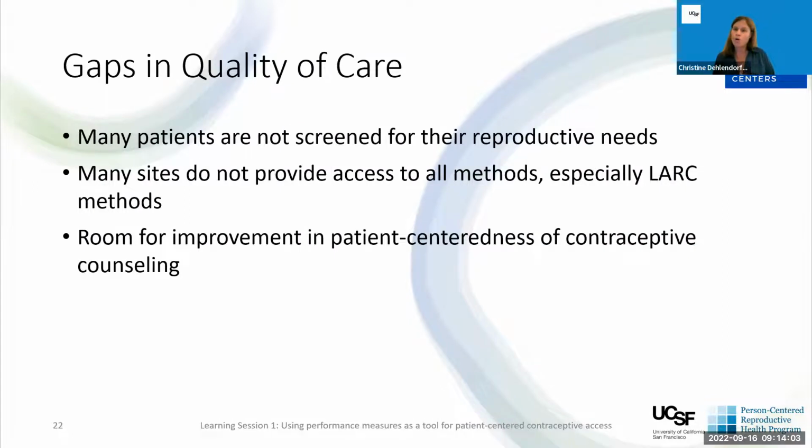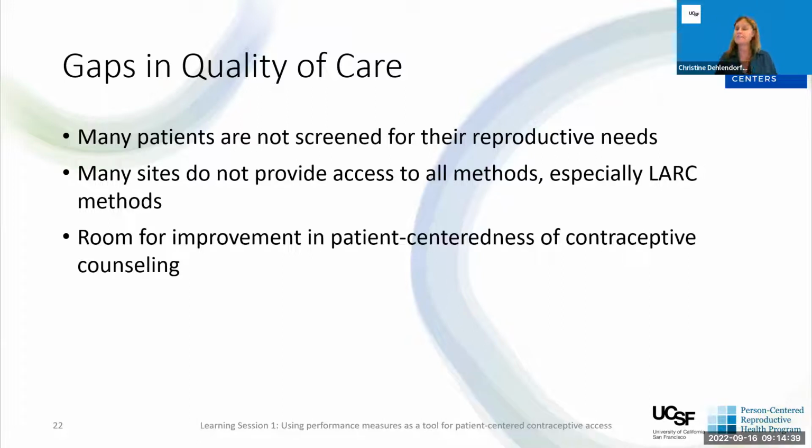So what do we know about the need for quality improvement in quality of care and contraception? We do know from the literature, from lived experience in our own health centers, from talking to people, that there are gaps in the quality of care. We could do a better job as a health system in helping people to achieve their reproductive goals. Gaps in quality of care that have been identified include that many patients aren't screened for their reproductive needs. They come in for something and that's their only healthcare visit in a year, 2 years, 3 years. They don't get asked if they have any reproductive needs, so they don't get those needs met.